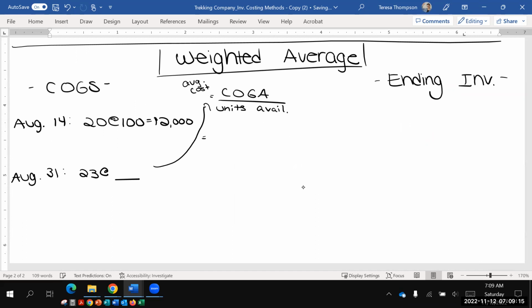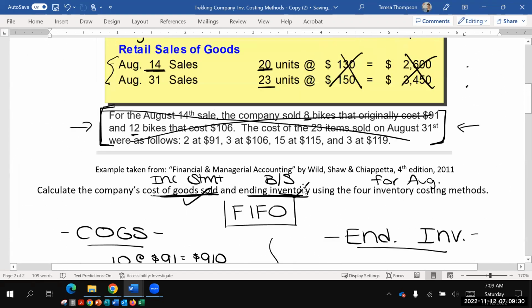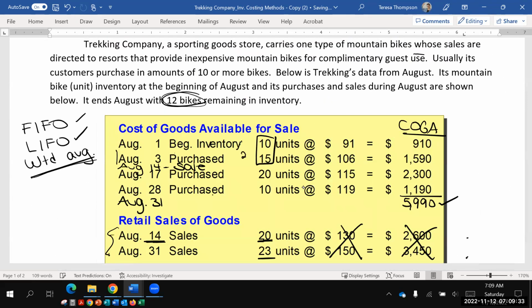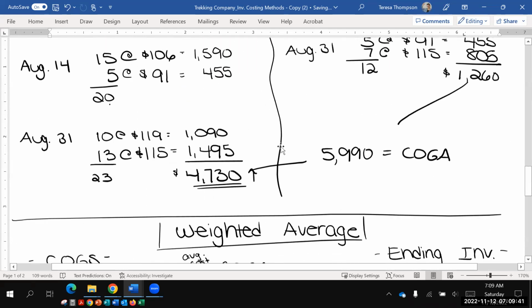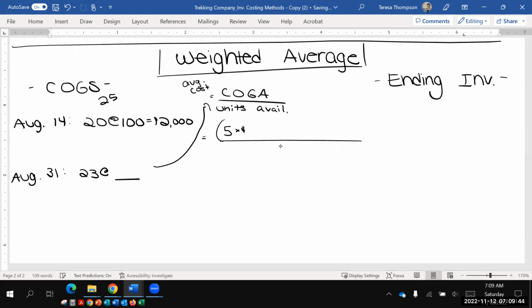Now let me show you the piece that most students miss. Remember, we had 25 units available on August 14th. Okay, so that means we still have 5 units left, right? So let me go back and show you. We had 25 units available for the August 14th sale, but we only sold 20. So you have 5 units left. Don't forget about those. That's probably the most common oversight on this method. And those had an average cost of 100. Once we calculate that average cost, the original cost, the 91, the 106, those go away.